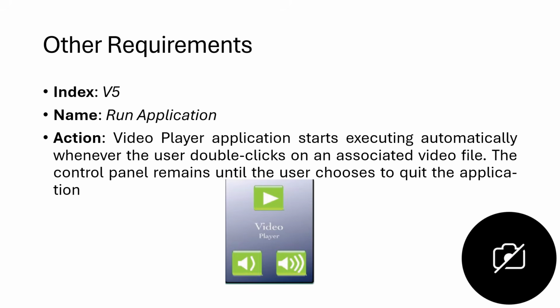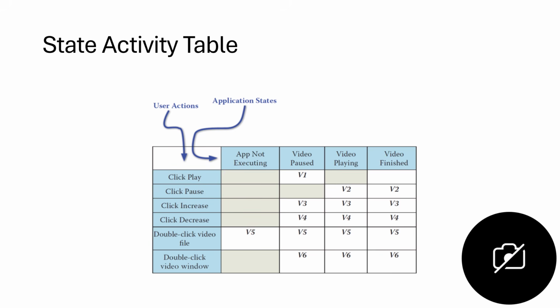So other requirements, like the application should run, right? These are all the controls: play, pause, increase volume, decrease volume. But you have to run the application. That is, when you double click the application, the window has to open. And in the window, you'll have these options like the play button, increasing the volume and decreasing the volume. And similarly, you should have an option to exit.